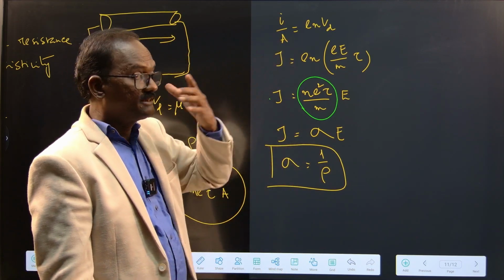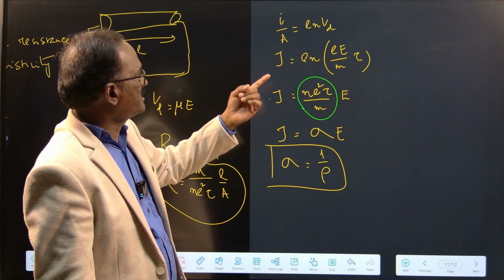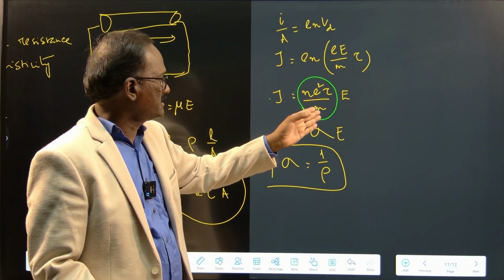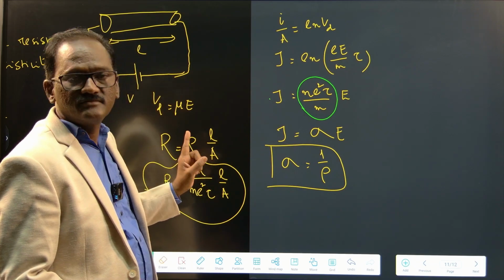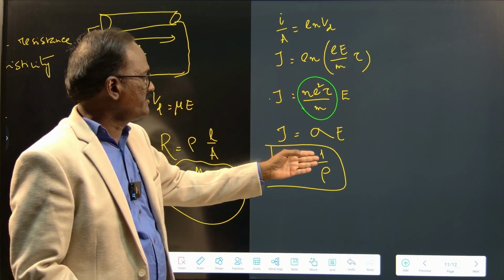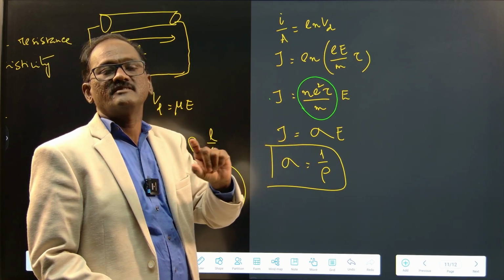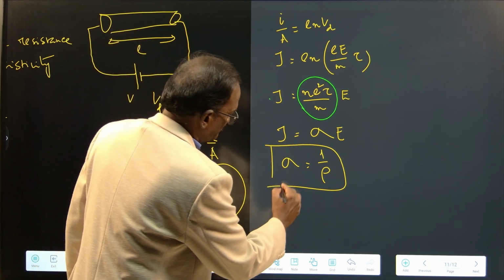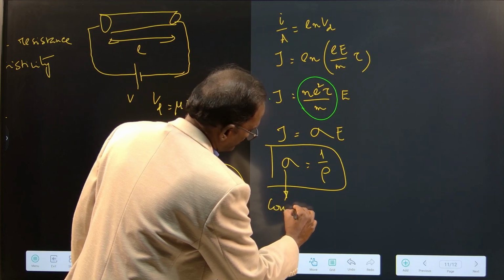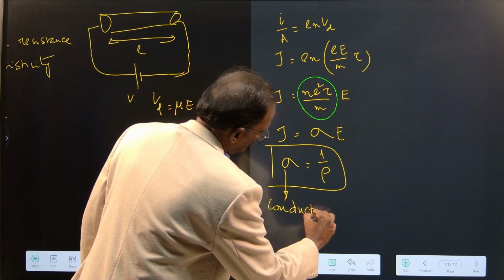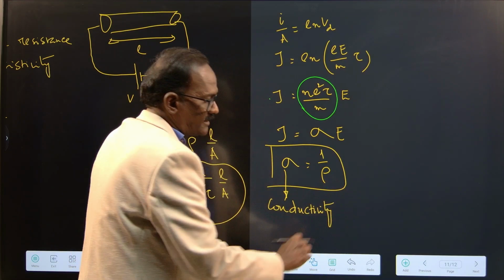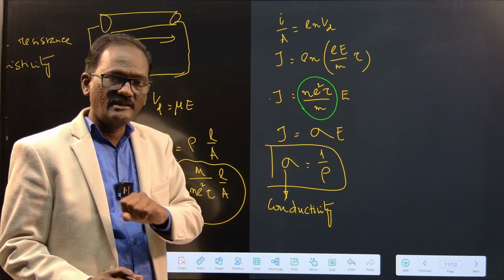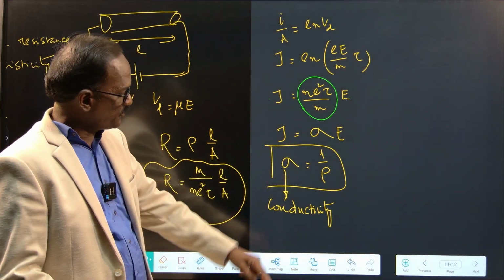That is why I am rewriting this equation. I by A, current density, right? Vd, if you expand it, you are getting this. This is nothing but the reciprocal of specific resistance. The reciprocal of specific resistance is called conductivity, sigma. So this is the conductivity of the material. Resistivity opposes the current. Conductivity helps the current to flow. Reciprocal, right?